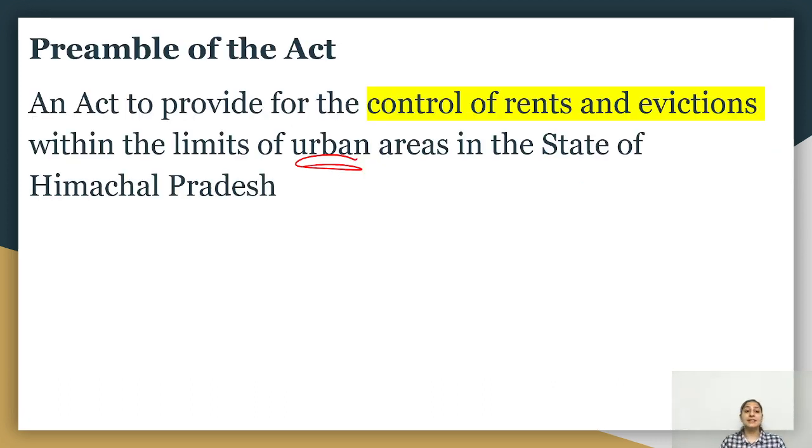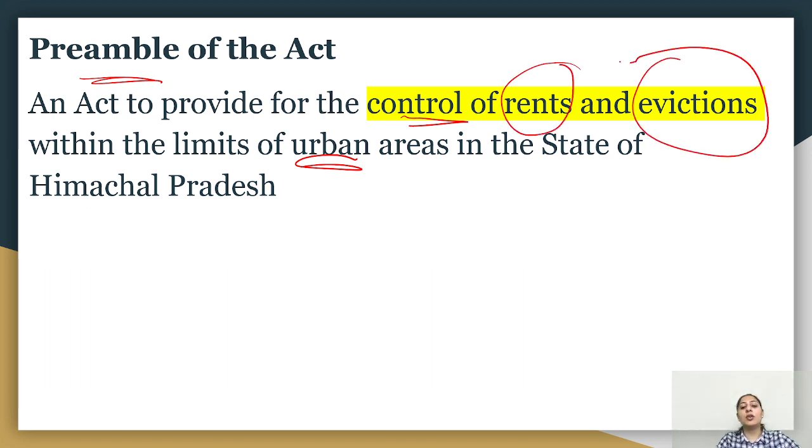आगे हम देखते हैं इस एक्ट का स्कोप क्या है. इस एक्ट का स्कोप हमें पता लगता है preamble of the act से. So it is an act to provide for the control of what? Rents and evictions within the limits of urban areas in the state of Himachal Pradesh.